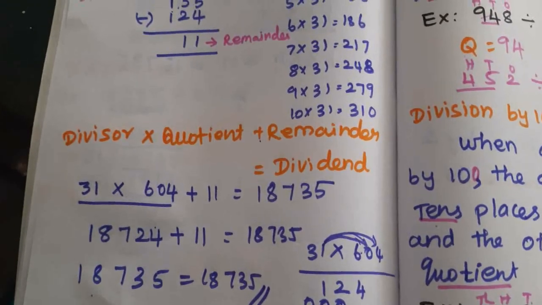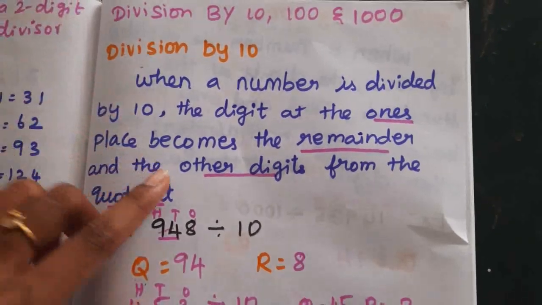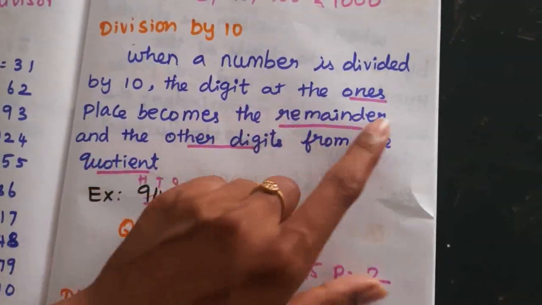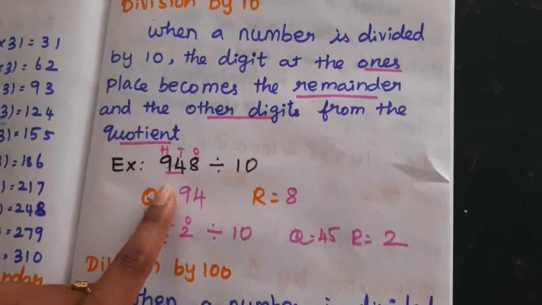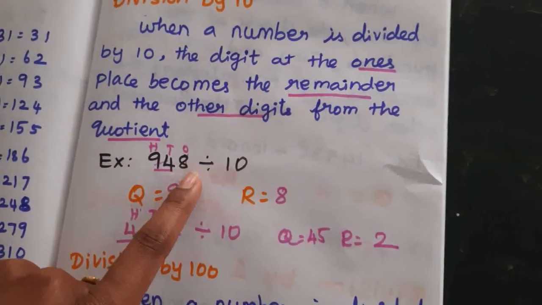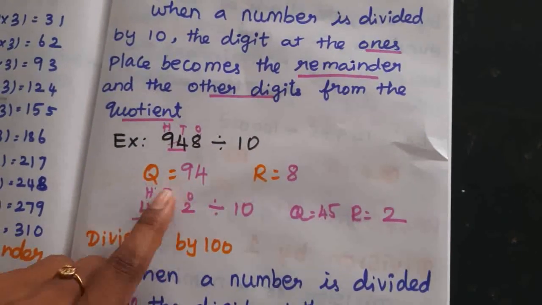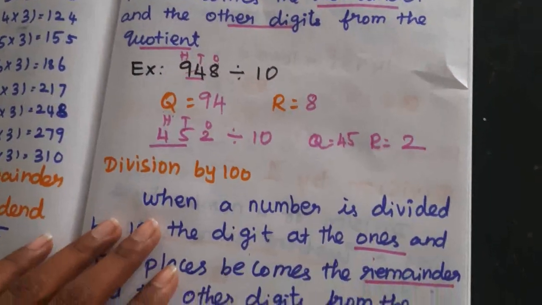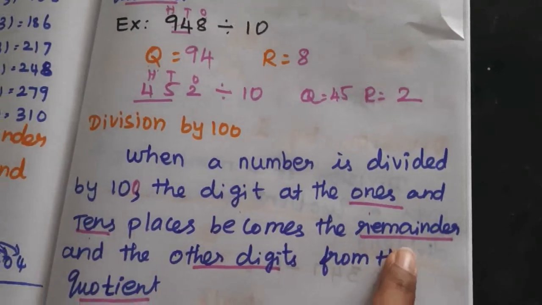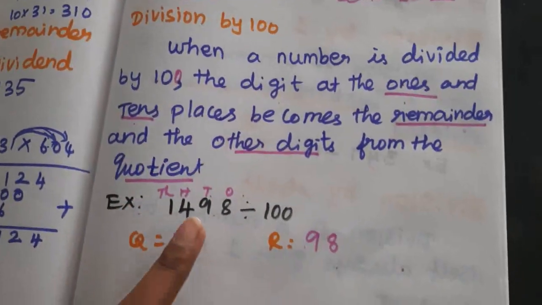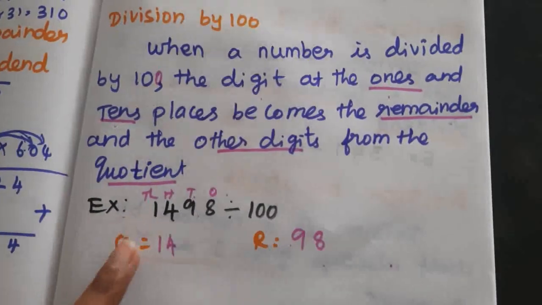Next is division by 10, 100, 1000. Division by 10 means the ones place digit is kept as the remainder, and the remaining places form the quotient. See the example: the ones place is 8, so 8 is the remainder and the remaining number is the quotient. Next is division by 100: the ones and tens places are kept as the remainder, and the remaining digits are the quotient. See the example: 98 is the remainder, 14 is the quotient.